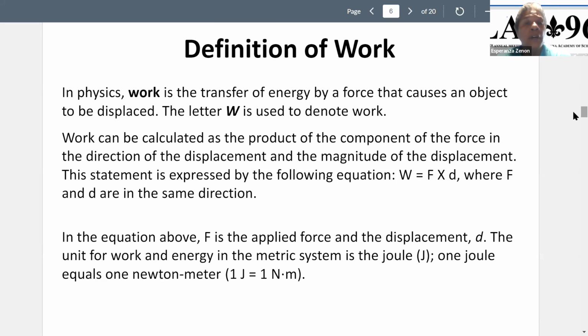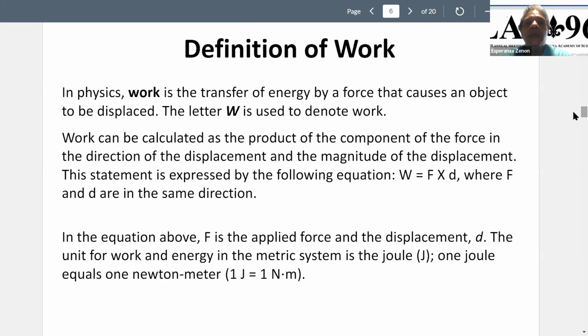Work involves a transfer of energy by a force that causes an object to be displaced. So if you apply a force to an object and that force causes that object to move, you are transferring energy in order to do work. We use the capital letter W to denote work. Please do not confuse this capital letter W for work with the W that we use for weight. Work is a scalar. Weight is a vector. Don't confuse them, okay?